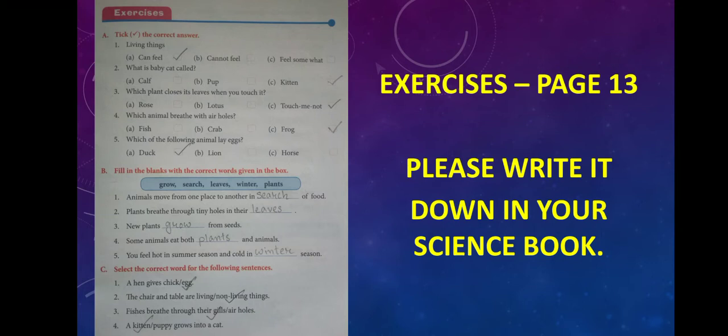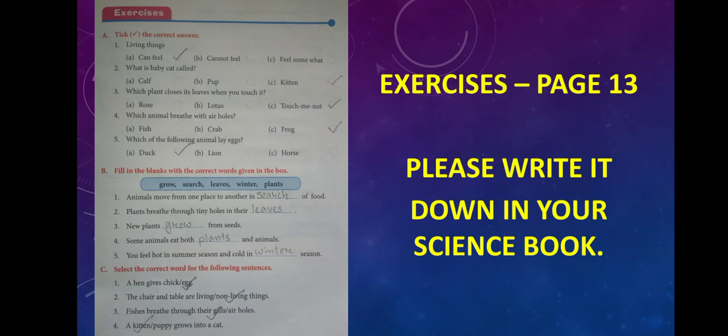Which animal breathes with the air hole? Frog. Frogs have lungs like us. Yes, we have lungs. But when a frog goes underwater, inside the water, it breathes with the air holes, small holes in the body of the frog. Which animal lays eggs? Duck. Then let's go to the fill in the blanks.